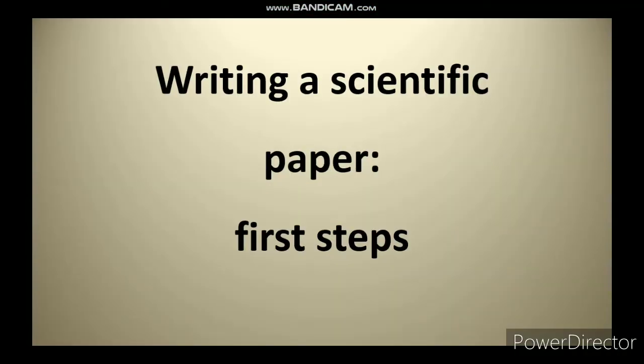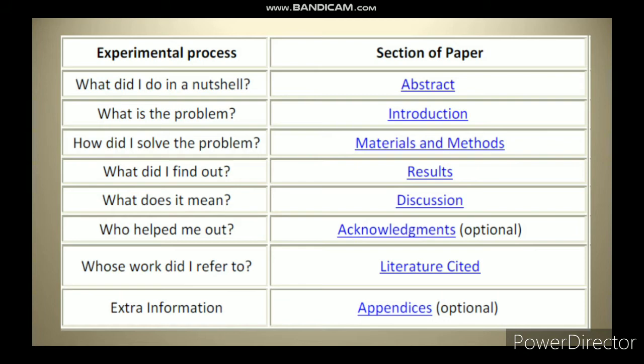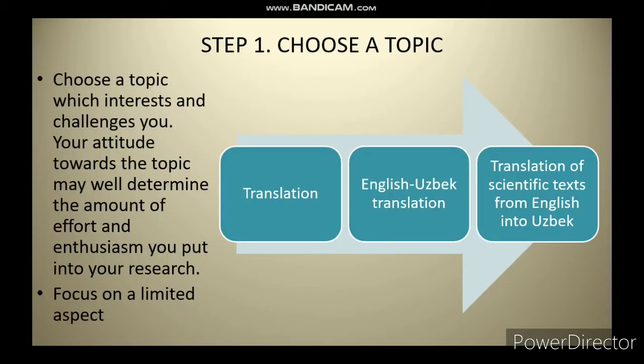Writing a scientific paper. First step. Any kind of scientific paper will consist of several sections like abstract, introduction, literature cited, and etc. And each section will answer a specific question about the topic you have chosen. For example, what is the problem? It means what kind of problem you are going to investigate or research in your paper.